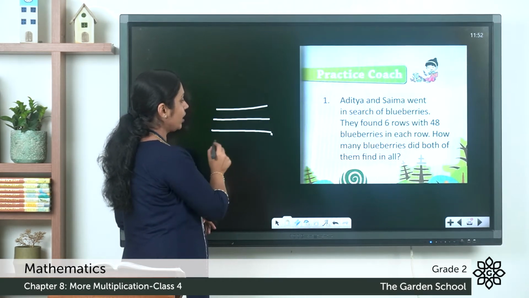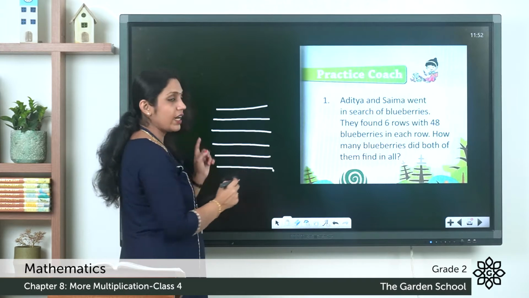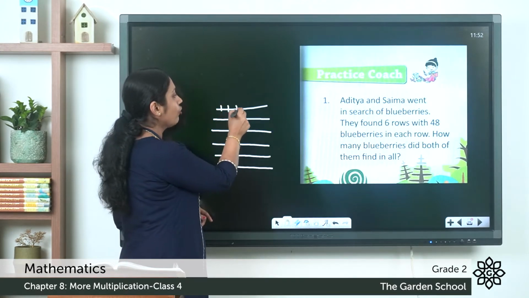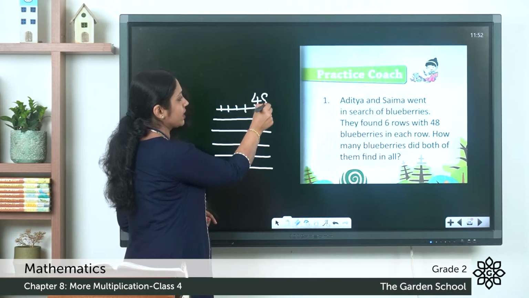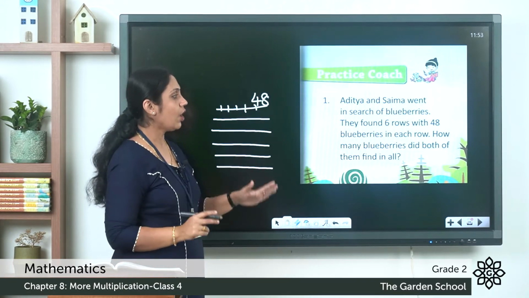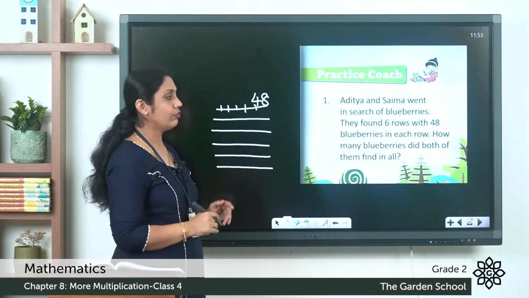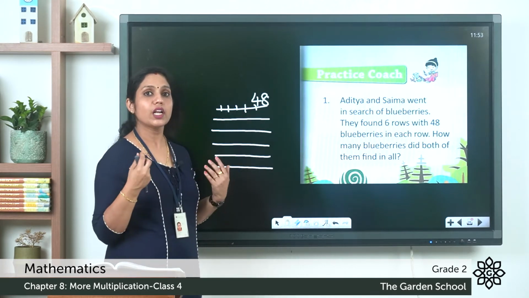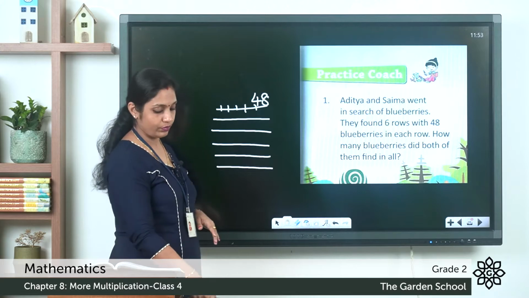1, 2, 3, 4, 5, 6. There are 6 rows and in each row there are 48 blueberries. Now, how many blueberries did both of them find in all? Now, we have to find out in these 6 rows, total how many blueberries are there.